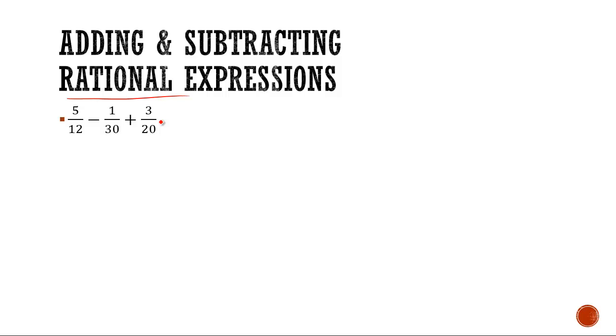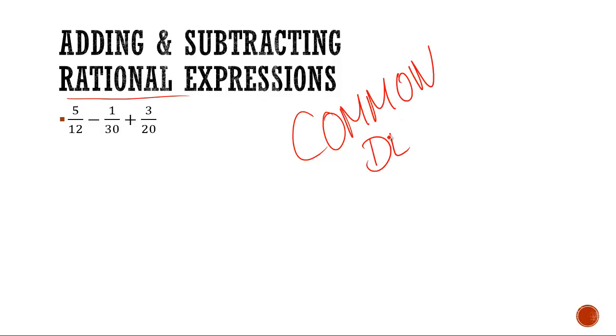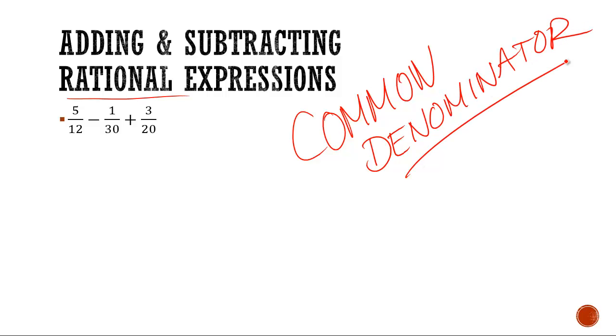So what do we do? Well, here we're trying to take 5/12 and we want to subtract 1/30. Those pieces are completely different in size, so we need to have a common denominator before we do anything. So let's talk about that.